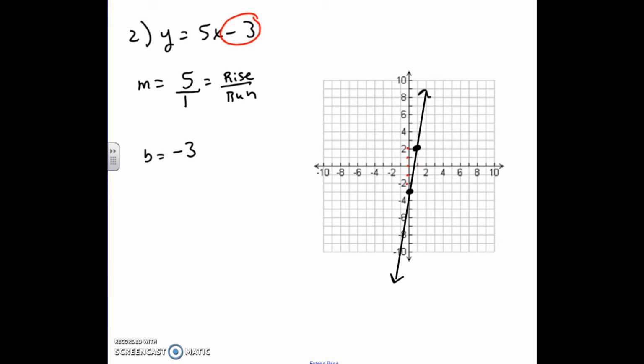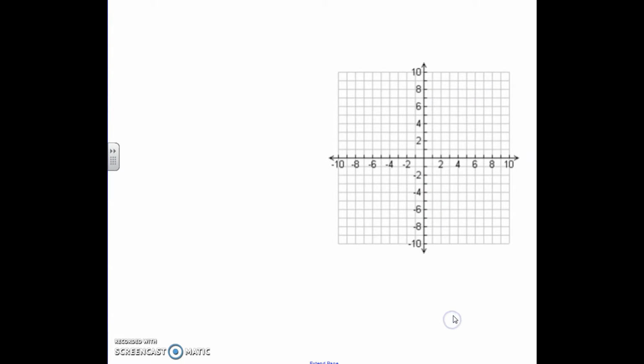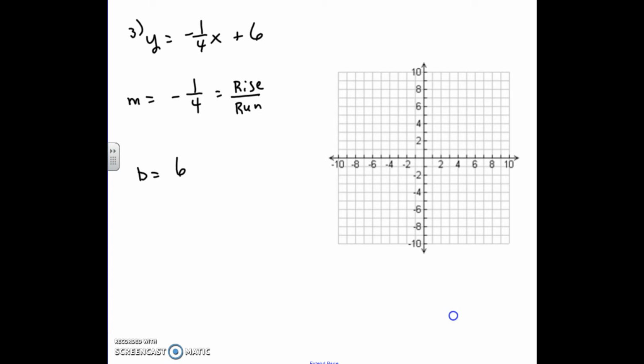Let's do one more to make sure we've got it all understood. Last one. If I have y equals negative 1/4 x plus 6, my slope is a negative 1/4. My y-intercept is a positive 6. Now, people get confused here when you're trying to figure out the rise and the run. You know the rise is 1 and the run is 4. However, there's a negative sign with your slope. So where does the negative go?